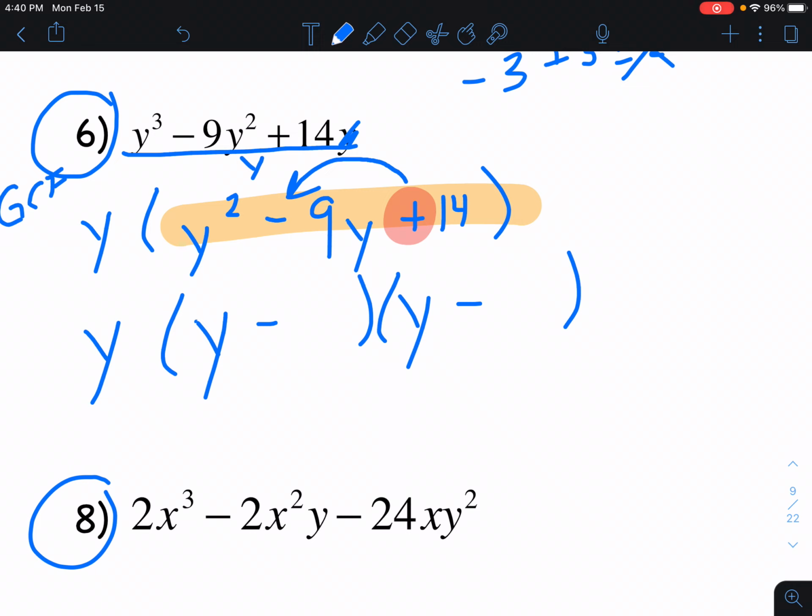Remember, we do need two numbers that multiply to get positive 14 and add up to get -9. I mean, obviously those two numbers have to be negatives. That's multiplication rules. So what two numbers multiply to get 14 and add up to get 9? Your two numbers should be 2 and 7.